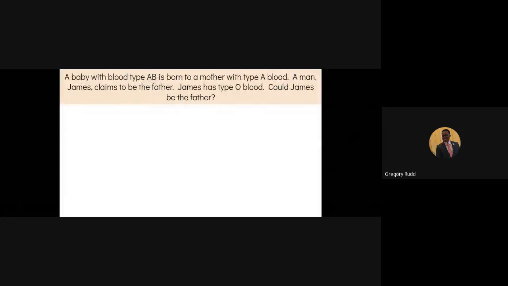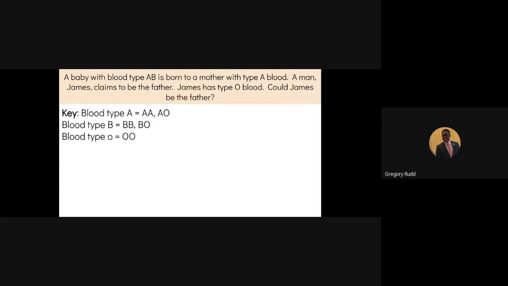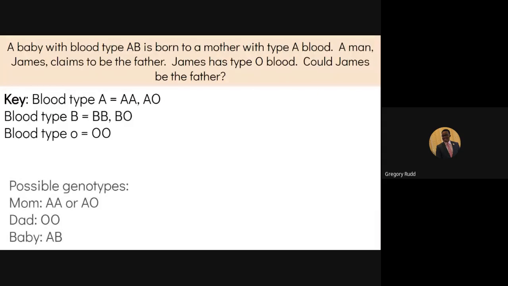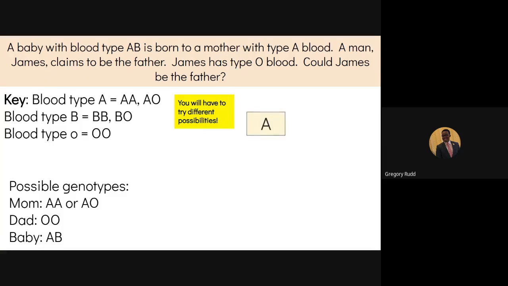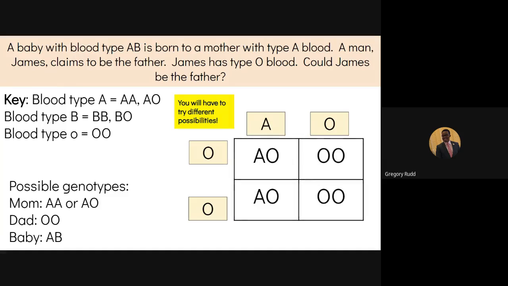Let's just check and make sure that we did that correctly. Made our key. There are the possible genotypes. So we needed to make 2 different Punnett squares. The first one, we gave mom the genotype AO. And again, she didn't have any AB babies in that case, not with James.